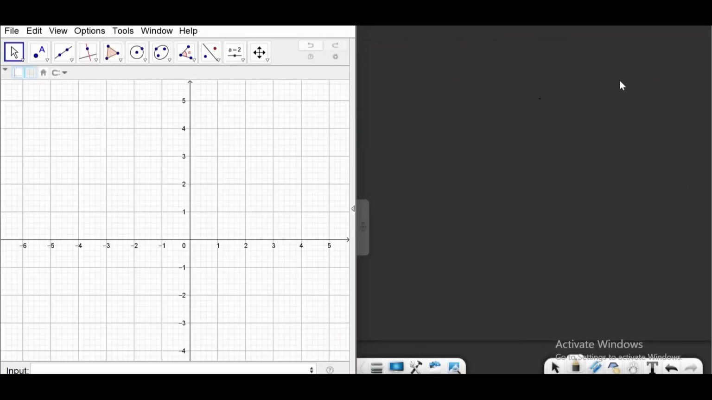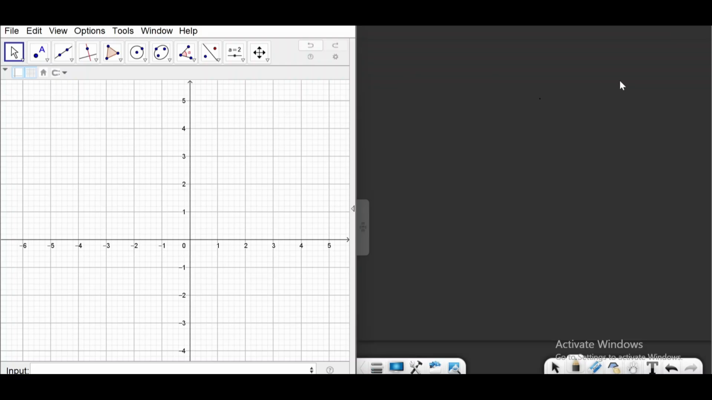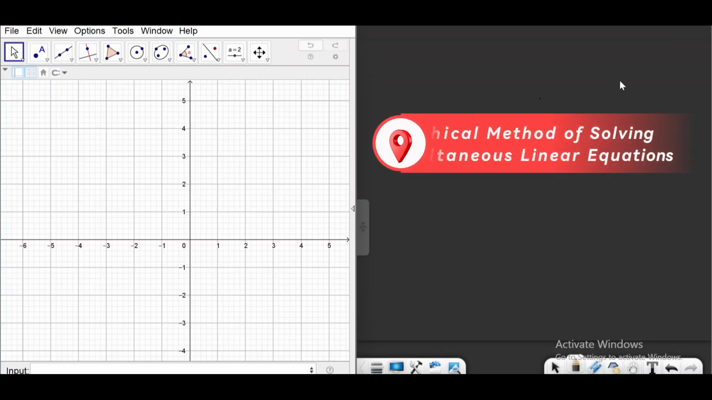So we have discussed in our previous classes how to solve simultaneous linear equations using methods such as the elimination method. We also discussed the substitution method. If you are still struggling with either of these two methods, we encourage you to go back to our channel and watch those videos. So today we are going to look at the third method, that is solving simultaneous linear equations using the graphical method.